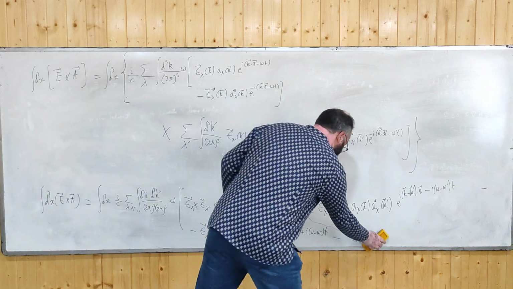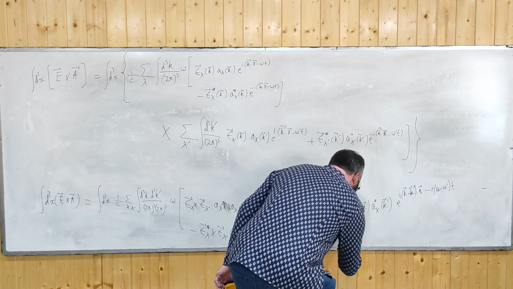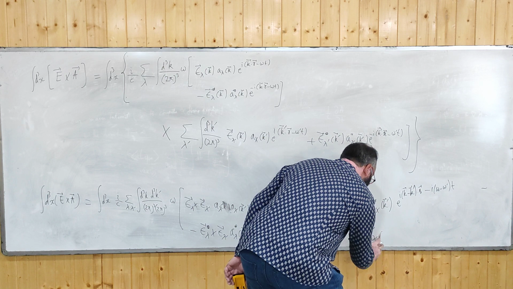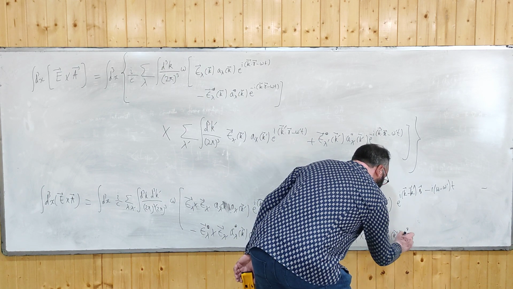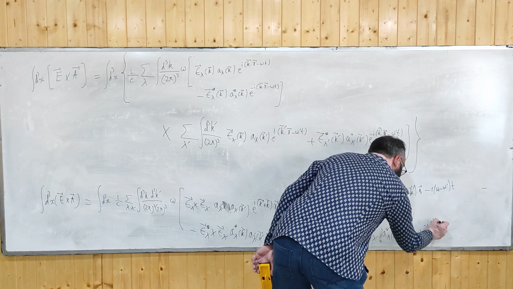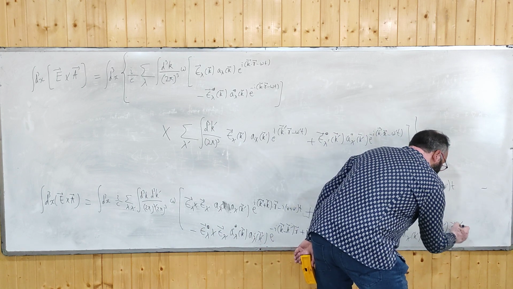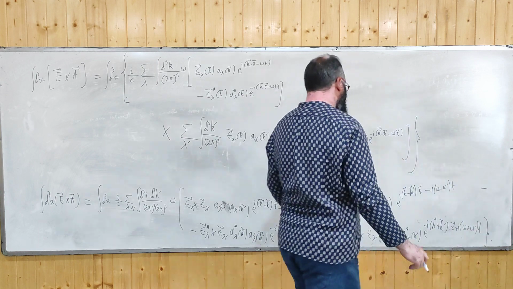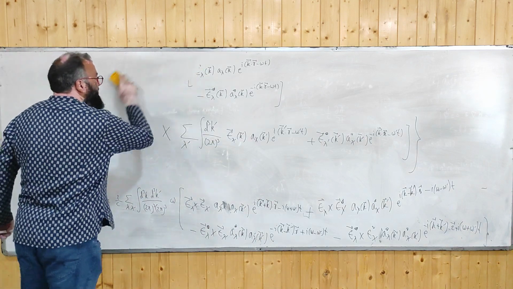Okay, so let's write it. Complex conjugation. So what will you have? You have epsilon star lambda cross epsilon lambda prime star, a star lambda k, a star lambda prime k prime, e raised to the power minus i (k plus k prime) dot r minus omega, okay, plus i. So this is the cross product.